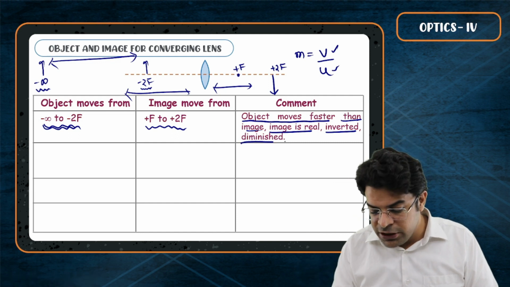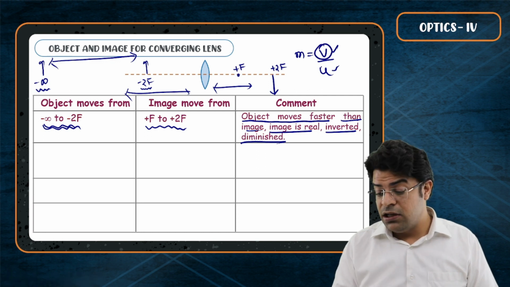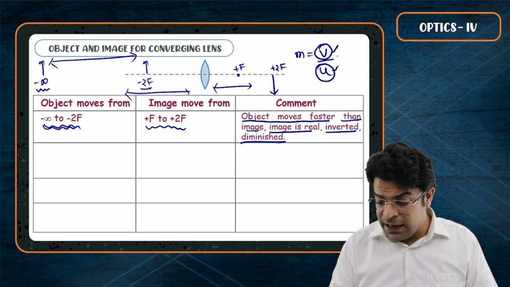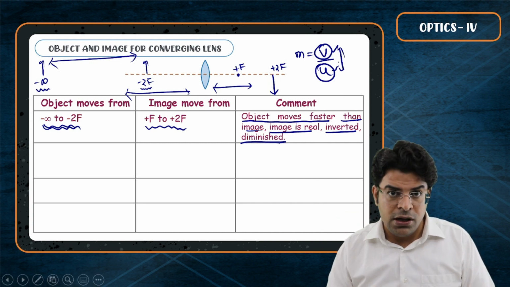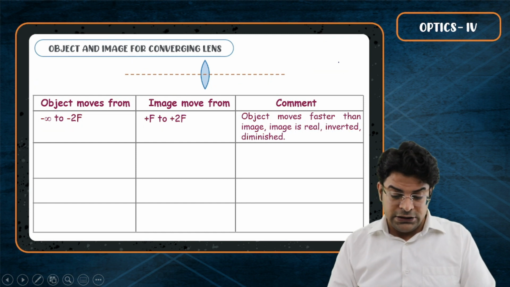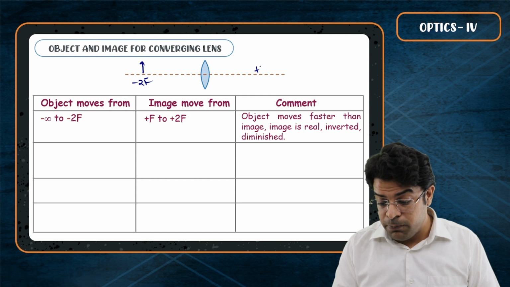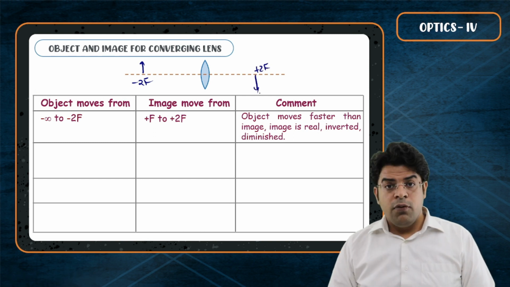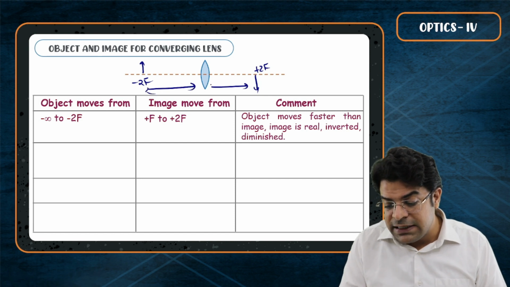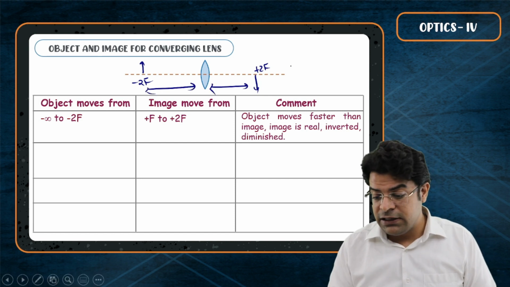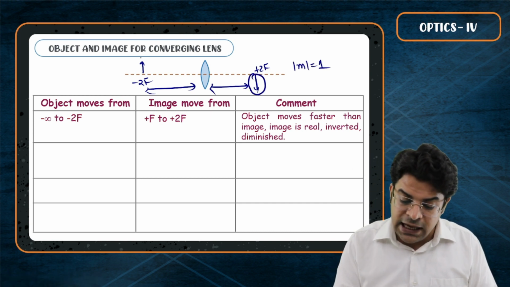And the image will be diminished because the image distance v is less than the object distance. So the magnitude of magnification comes out to be less than 1. That's why the image will be diminished. When the object reaches minus 2f, the image is formed at plus 2f. For this extreme case, the object distance and the image distance are the same. That's why the magnitude of magnification is 1. So the image has the same size as the object.